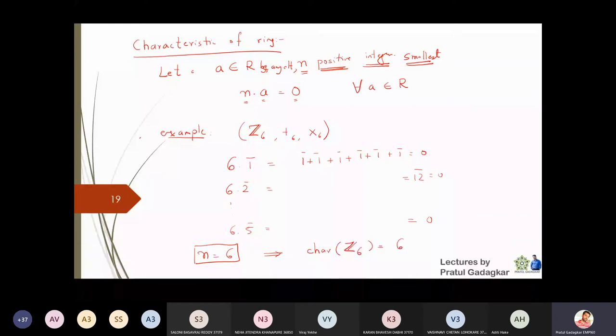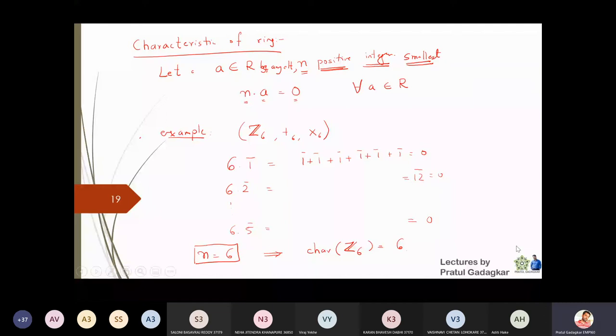Do you know any other number which is greater than 6 and satisfies the same property? Someone may say, if I take n equal to 12, still 12 into 1 bar, 12 into 2 bar, 12 into 3 bar will also become 0. So the characteristic could be 6 or 12, but we want the smallest number, so that number is 6.